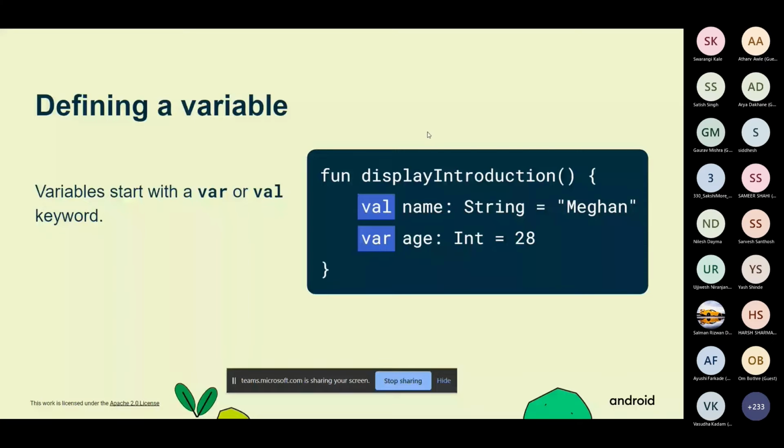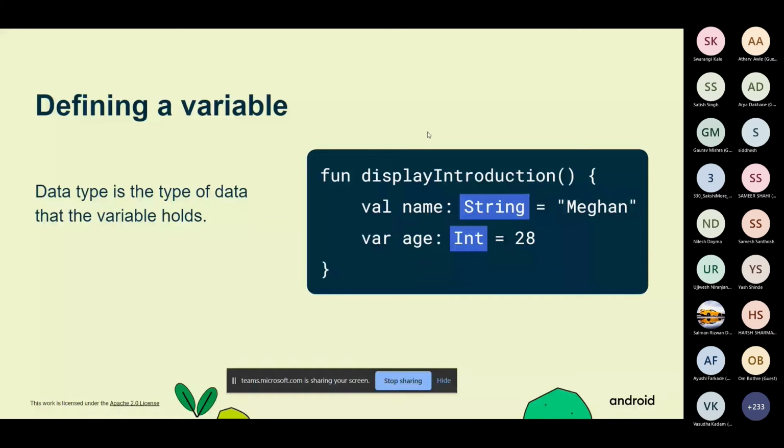So how do we define it? All variables must have a name. So after defining a val, we have to define the name of the variable also. So here the name of the variable is name itself. And after that, we have to define the data type, the value which we are going to store in it.